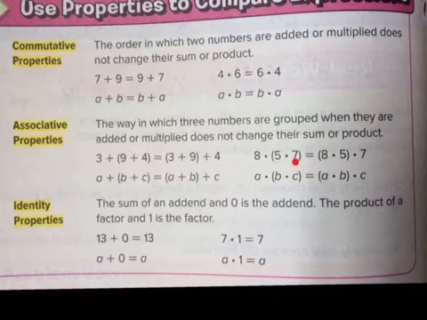You can multiply the parentheses first. 5 times 7 is 35 times 8. Or you can do 8 times 5, as you see here, is 40, times 7. It's still going to give you the same product.